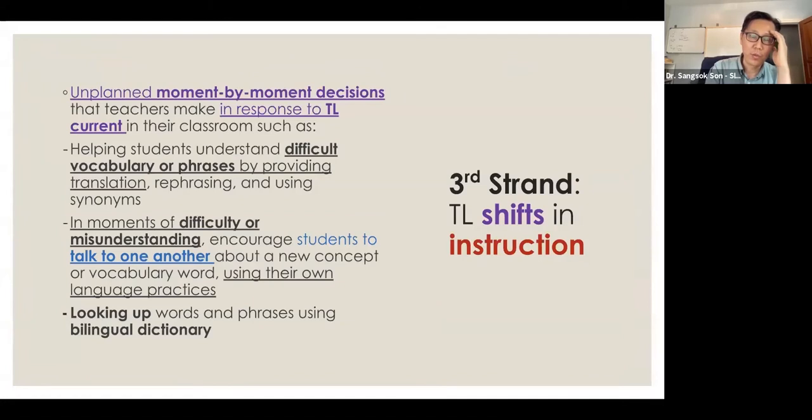The last one is shift. The shifting is unplanned. Okay, they plan. They prepare their unit plan and their lesson plan. But this is unplanned, moment by moment decisions, depending on the students' translanguaging currents. So even if this time the teacher planned to use only Thai, if students try to use their home language to express the concept, then the teacher needs to shift their position and plan to respond to the students' currents. Sometimes they have to use dictionaries, or sometimes they need to talk to one another to clarify. Okay, so this is a moment by moment decision. They prepare the lesson and unit plan before the class, and then in the classroom, teachers shift their plan according to the needs of the students.